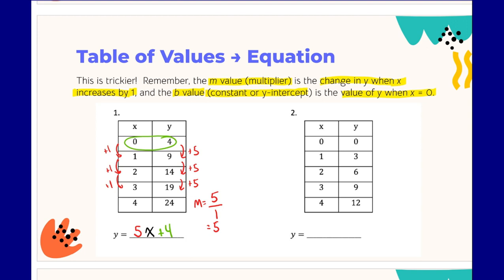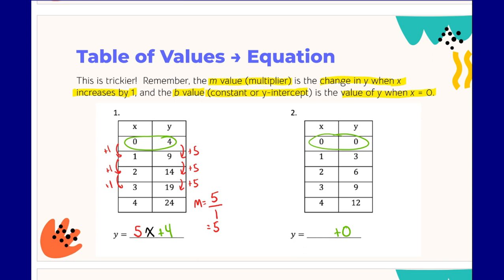Let's look at example 2. Again, easy one to usually find is when x is 0. I see it right there. I see x is 0. That tells me the y is 0, or the b value, the constant. So plus 0.